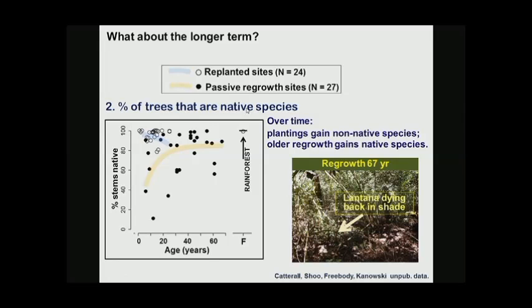And what happens in the replanted sites is that over time, the percent that are native goes down. You start off with all native species and the birds bring the seeds in of the other species. In a regrowth site, you start off with very few native species. Percent stems native is around about 20%. And then over time, that goes up because the birds are bringing in the seeds of the native species. And the early shrubs, such as lantana, when the other species grow up around them, they die back because many of them are not tolerant of shade.